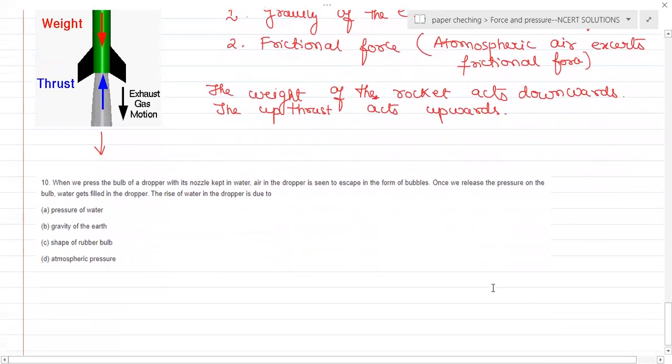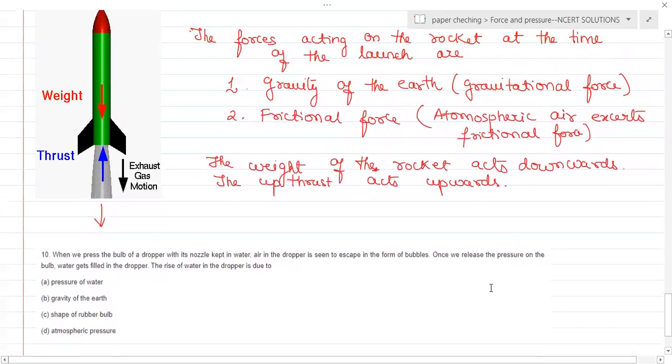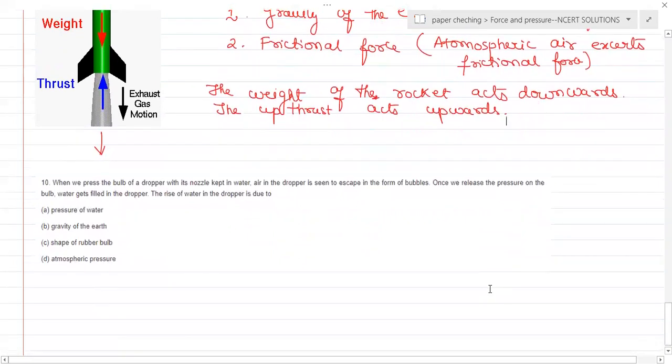Now the 10th and the last question of this chapter. I kind of wrote the rocket question, and because it's a little more complex, as you go to higher classes you will learn more about these things. 10th question: when we press the bulb of a dropper with its nozzle kept in water, air in the dropper is seen to escape in the form of bubbles. Once we release the pressure on the bulb, water gets filled in the dropper. The rise of water in the dropper is due to atmospheric pressure. The answer is atmospheric pressure.